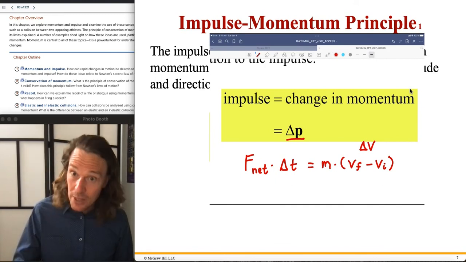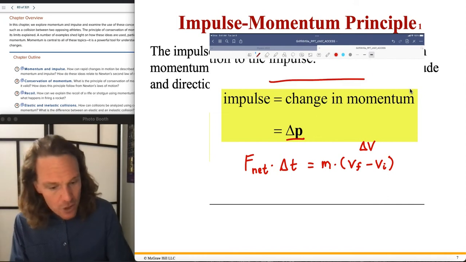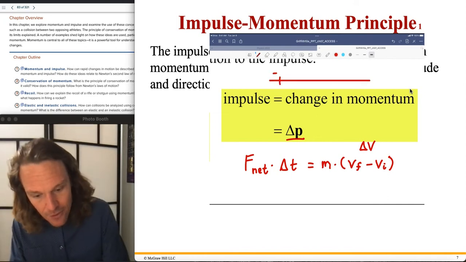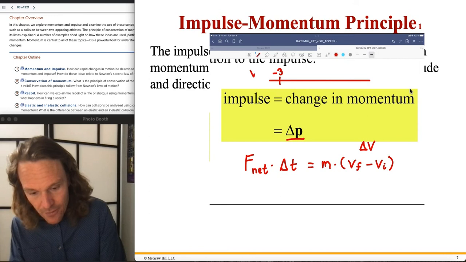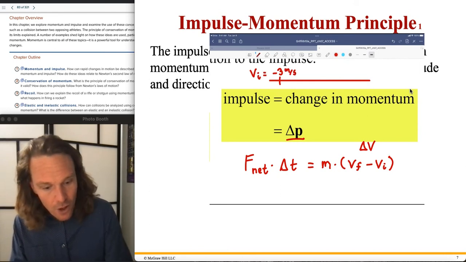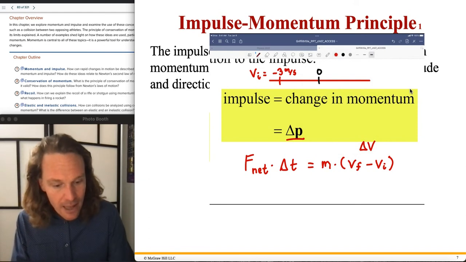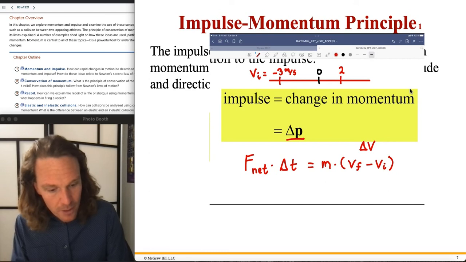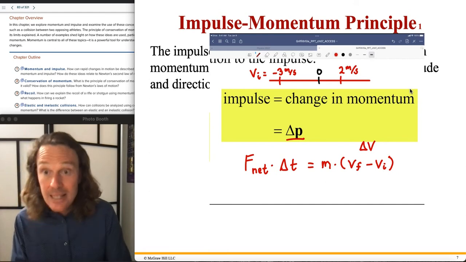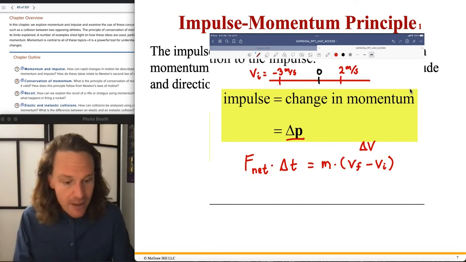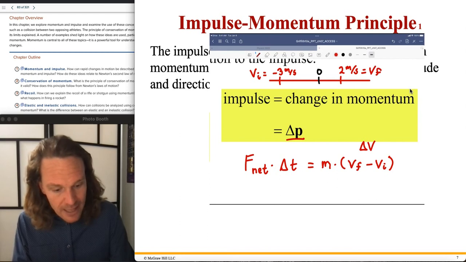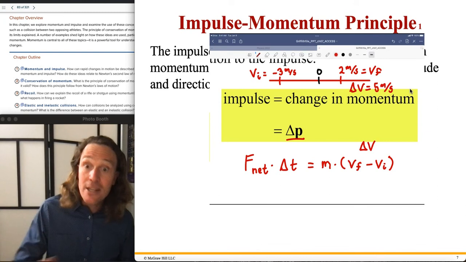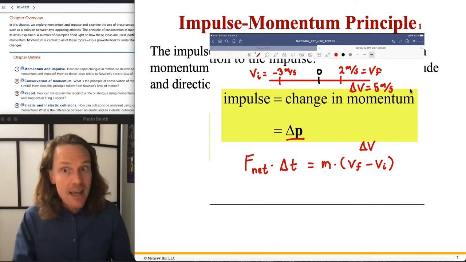Because it was negative 3. Think like a number line here. We had negative 3 as the initial velocity, so V initial, negative 3 meters per second. Over here, we'd have 0, continuing on the number line, and then over here, we'd have positive 2 meters per second, and this is V final. What's the distance between those? Well, the delta V here is 5 meters per second. So you might just solve for that value, or maybe be given that value.